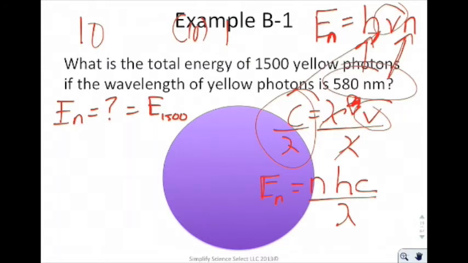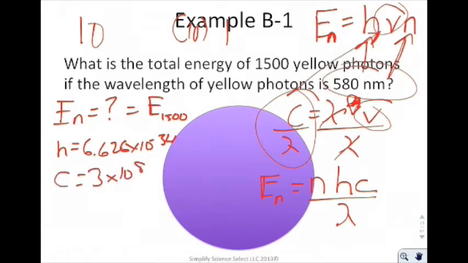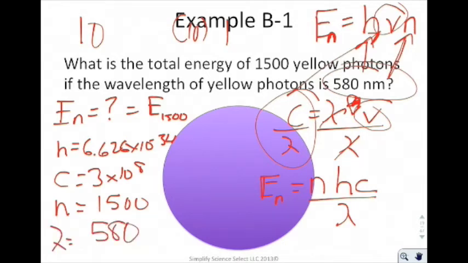So I do know Planck's constant is 6.626 times 10 to the minus 34th. I do know that the speed of light is 3 times 10 to the 8th. I also know that the n value in this particular problem is 1500, and the wavelength would be 580, but that's in nanometers, so I'd have to multiply it by 10 to the minus 9th, because that's the conversion between nanometers and meters. I know that's not in scientific notation now, but you can fix that whenever you put it in your calculator. So at this point you would plug it into the calculator.